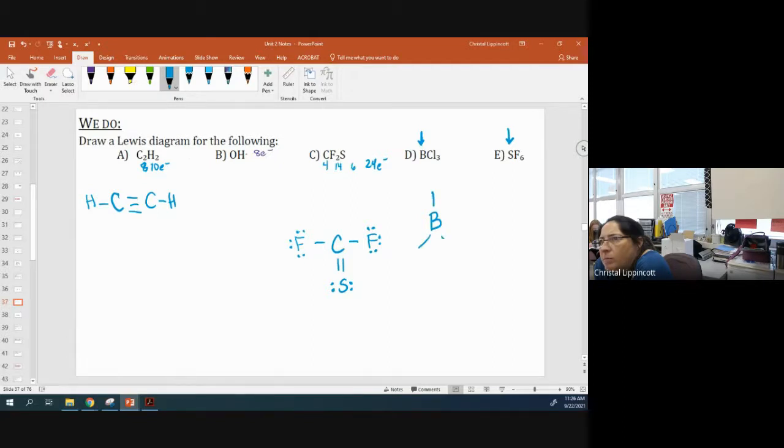Can all elements form a double bond? No. Like fluorine cannot, because fluorine only has one spot that it can accept an electron, and it can't expand its octet. So fluorine cannot do that. Nitrogen can, carbon of course can. So anything that has 6 or less electrons in its valence shell, those should all be able to.